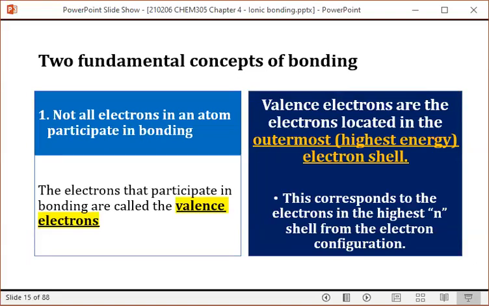So looking at the first concept of bonding, not all electrons in an atom participate in bonding. It's only the valence electrons. The valence electrons are the electrons that are located in the outermost or the highest energy electron shell. So when you're writing an electron configuration for an atom, this corresponds to all the electrons in the shells with the highest n number, the highest principal quantum number. Those are the electrons that are in the outermost shell, farthest away from the nucleus.